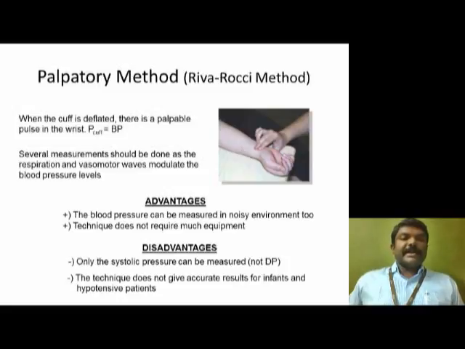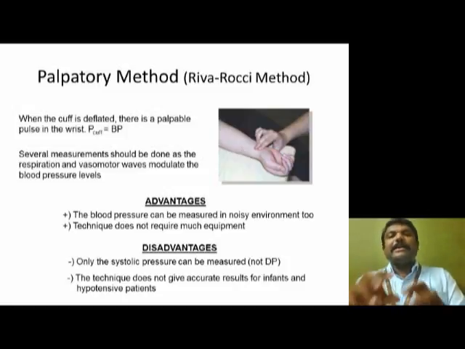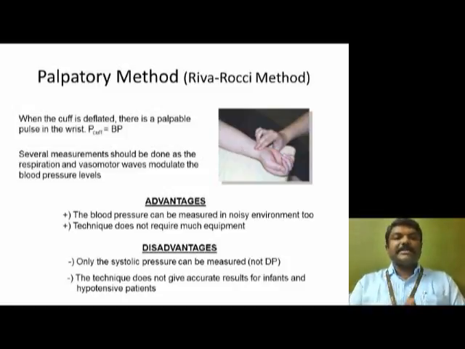Here only the systolic pressure can be measured, because when the Korotkoff sound stops, it is not possible to identify the stopping point using this Riva-Rocci method, this palpatory method. When it stops, your blood flow becomes normal and there will be normal pulses. It is very difficult to differentiate the normal blood flow pulses from the stopping of the Korotkoff sound. So there is no chance we can find out diastolic pressure in this method. And of course, it has a lot of manual errors.